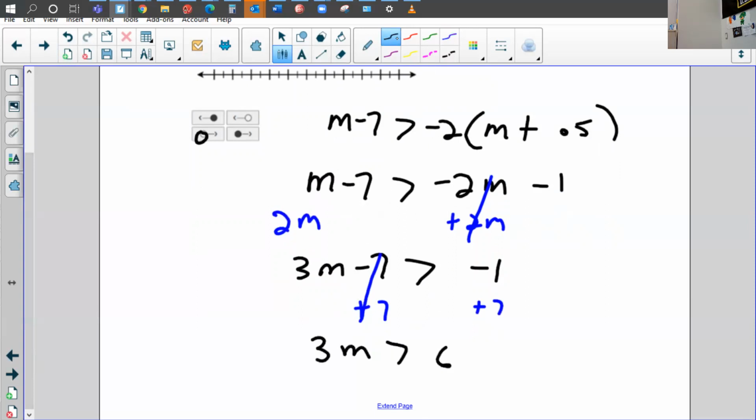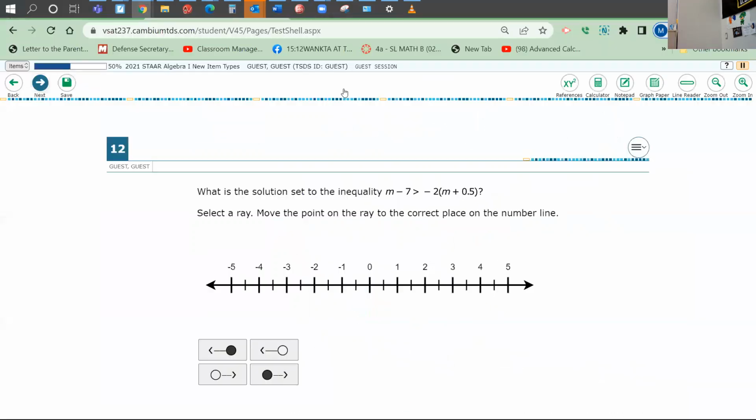And M is what? This means that M is greater than, divide both sides by 3, I get M is greater than 2. So remember now, this is a greater than, so I'm going to use an open circle. Because it's greater than, it's an open circle, so I'm going to use this one. Okay, it's greater than 2. So let's go back to where we were. Here. So we're going to use this one, and it's greater than 2, right? Everything is greater than 2, right there. Okay, let's move along.